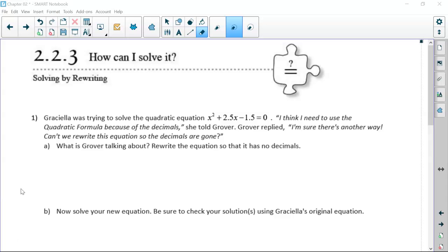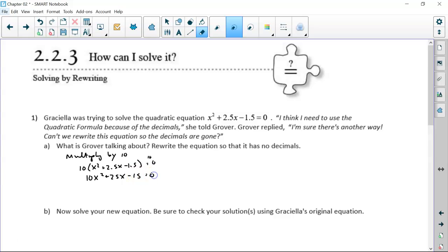What we can do is work with this and get rid of the decimals. So to get rid of the decimals, when there's one decimal place, that's the tenths, so we can multiply everything by 10. So what you're going to get is 10 times x squared plus 2.5x minus 1.5 equals 0. Like I said, we multiply everything by 10, even the 0. So you get 10x squared plus 25x minus 15 equals 0.